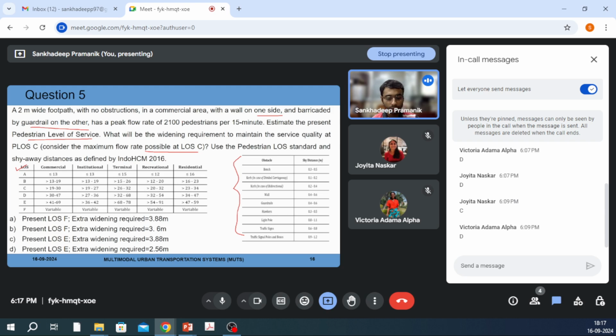And while calculating the shy away distance, one side is a wall and the other side is a guardrail. So the value for shy away distance is 0.4 to 0.6. So we can take a middle value of 0.5 for both cases, this one as well as this one.